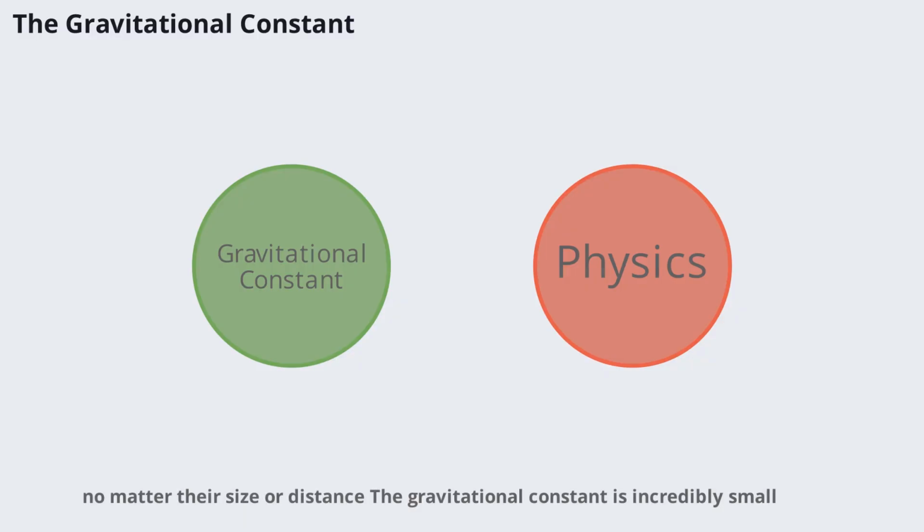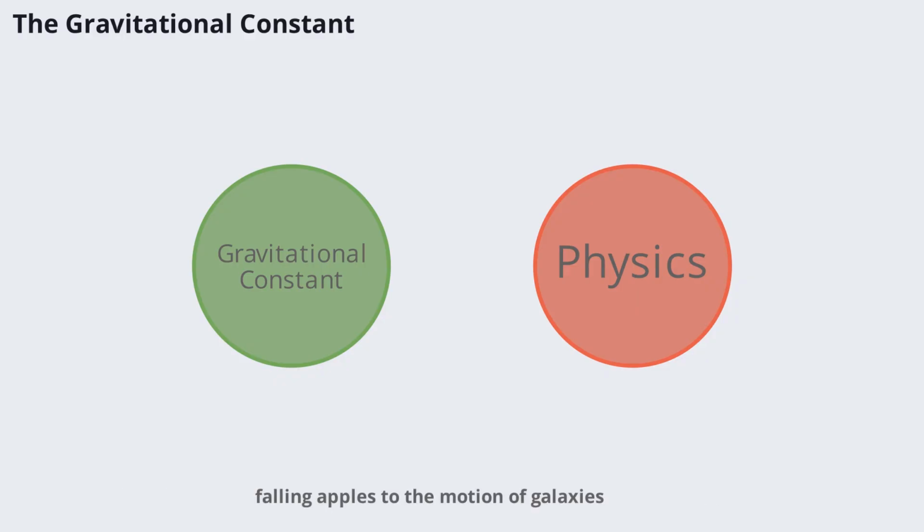The gravitational constant is incredibly small, which is why gravity is much weaker compared to other fundamental forces like electromagnetism. Despite its smallness, G is essential for understanding everything from falling apples to the motion of galaxies. Scientists have measured G with great precision, making it a key ingredient in physics equations.